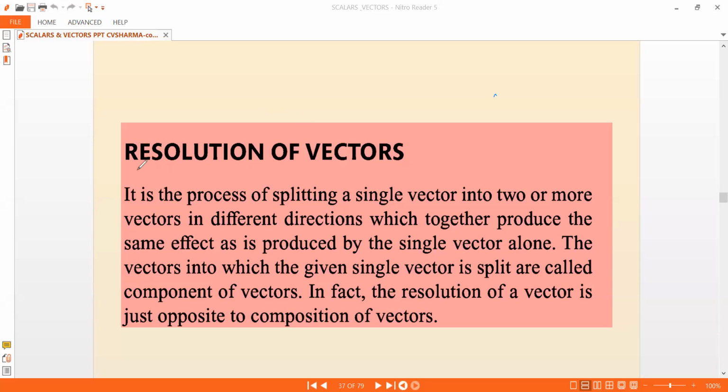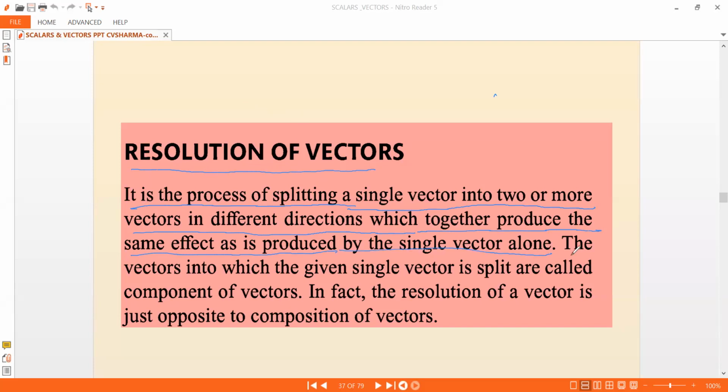And in this topic, we talk about the resolution of vectors. What is resolution of vectors? It is the process of splitting a single vector into two or more vectors in different directions, which together produce the same effect as produced by the single vector alone.